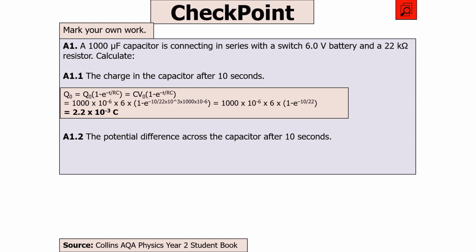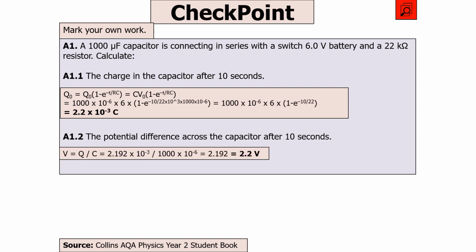Now remember, we can work out what our time constant is because we can say time constant equals RC, and therefore we can pop in all the values, and we get 2.2 times 10 to the minus 3 coulombs. For this next question we can just use the equation V equals Q over C. We've got the capacitance in the question, you've just worked out Q, so therefore you can work it all through and we get 2.2 volts.